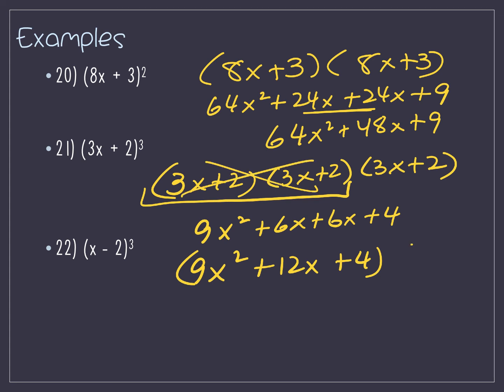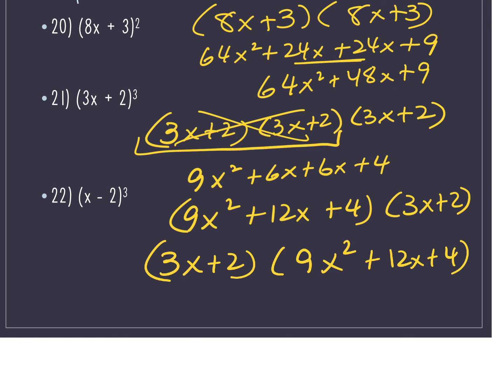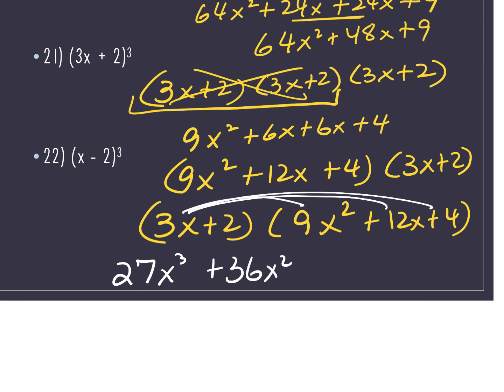Now I need to multiply it with this one. Now, if you'd rather write it in front, you can. You could have left it the way it was. It doesn't matter. So now I'm going to distribute 3x to the 9x squared, which gives me 27x to the third. And then I'll distribute it to the 12, 36x squared. Distribute it to the 4.